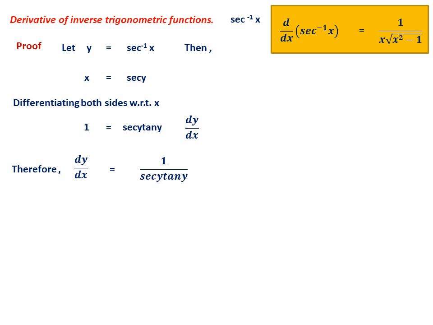Now secant y is x, and tan y is square root of secant square y minus 1. Therefore this is 1 upon x into square root of x square minus 1. So it is x square minus 1. Once again you have to note this one. This is not defined in the open interval minus 1 to 1. So this is the proof. So totally there are 6 derivatives for 6 inverse trigonometric functions.